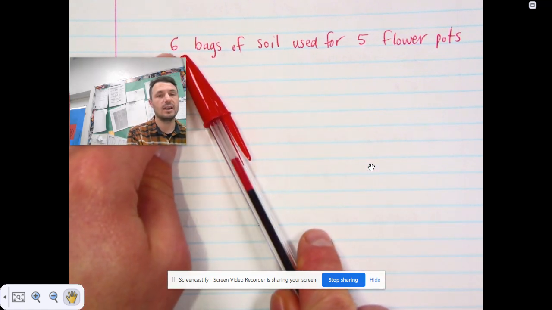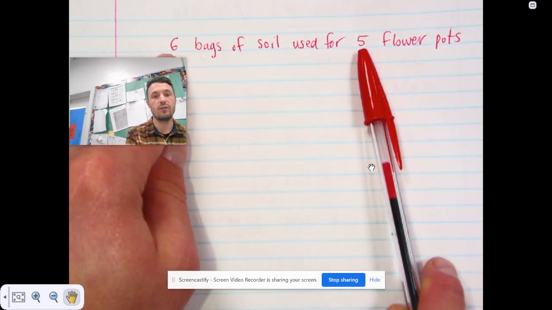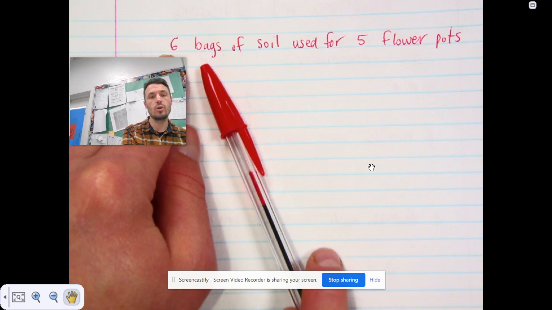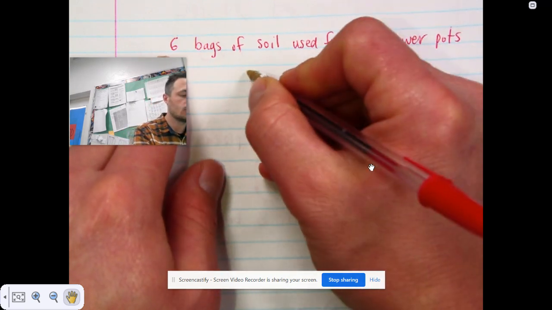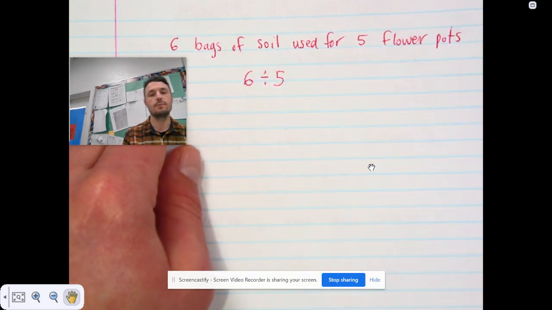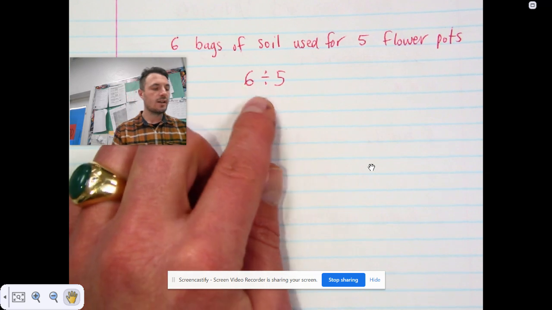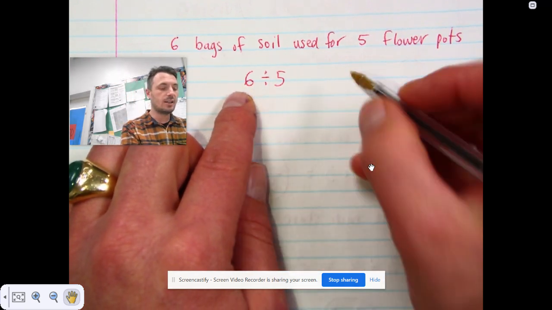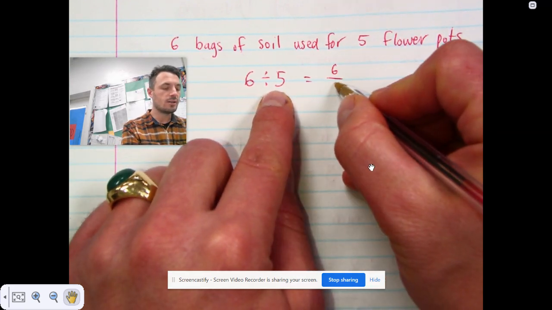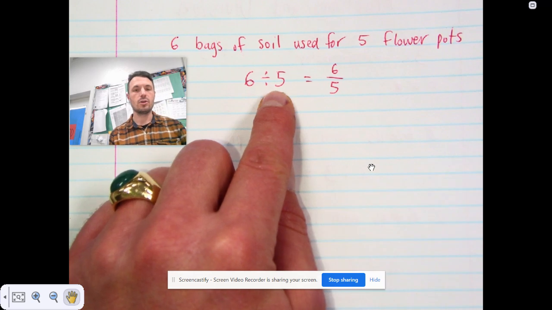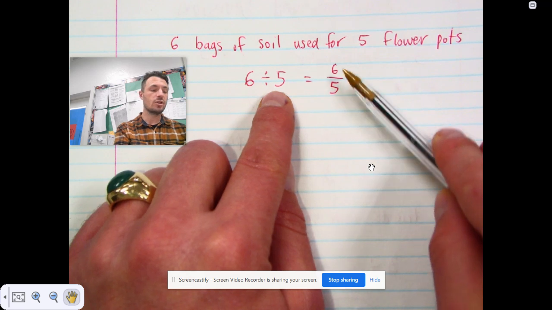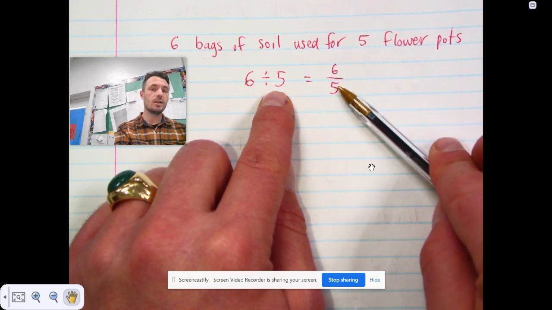So we're dividing the 6 bags of soil into the 5 flower pots. The flower pots aren't being divided into the bags of soil. The bags of soil are being divided into the flower pots. So the 6 is the number being divided by the 5. Okay, and so whatever the dividend is, that's the numerator. Whatever the divisor is, that's the denominator. So this is 6/5. And again, that's an improper fraction. An improper fraction is when the numerator is bigger than the denominator.